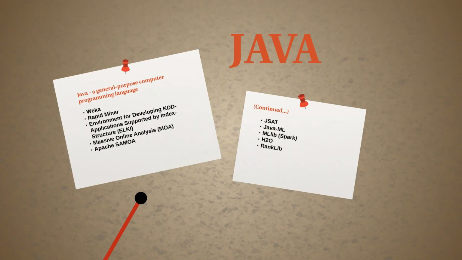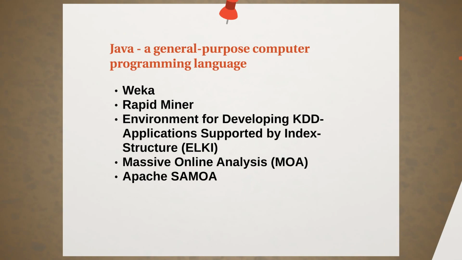Alright, so we also have Java. And Java, of course, is a general purpose computer programming language. There are a lot of different libraries for Java, and we're not going to have time to go into all of them, but it would be nice to highlight some of the mains.